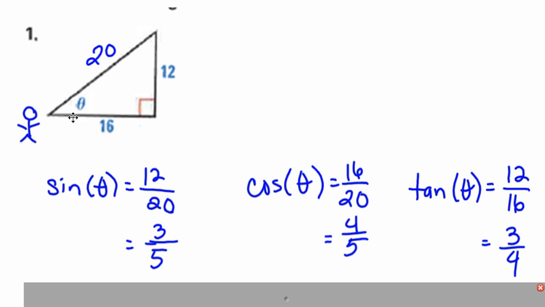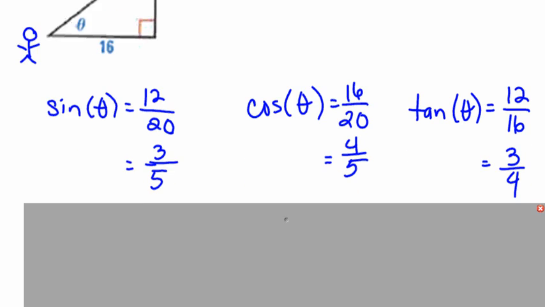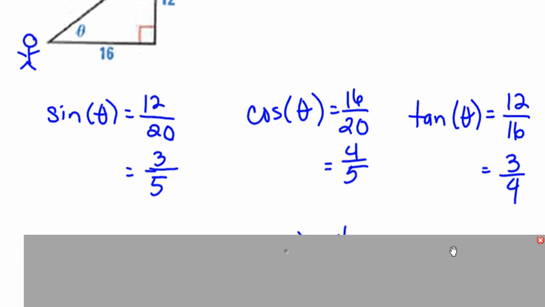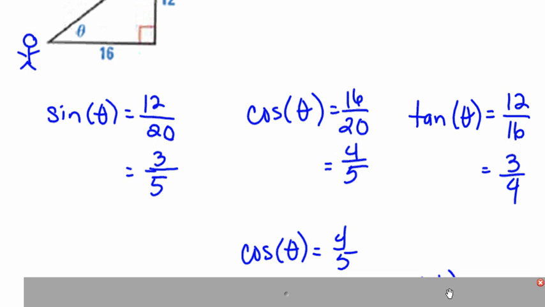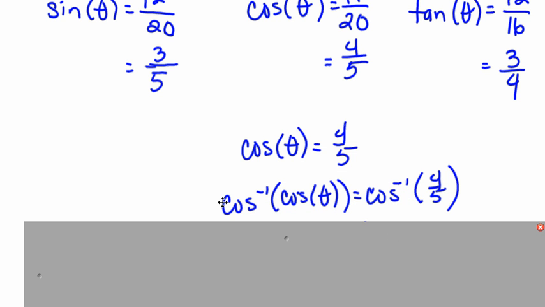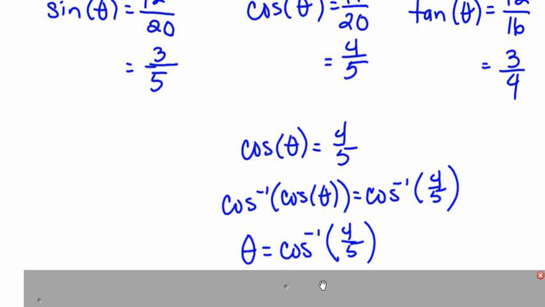Now we want to work on finding the angle measurement. Well, we were given the opposite and the adjacent side. That's your cosine. So let's use our cosine definition to help find that angle. Well, if the cosine of theta is equal to 4/5, we have to undo the cosine function. Well, when you're undoing, you're using the inverse operation. So we're going to do the inverse cosine of each side of our equation. These will undo each other, so theta is equal to the inverse cosine of 4/5.